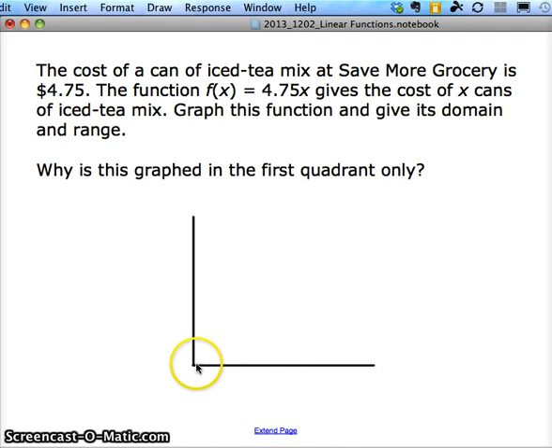Even though we're going to have a general direction that's positive, 0 cans is going to be $0, 1 can is going to be $4.75, 2 cans $9.50, etc. You're not going to have 1.5 cans and the cost of that. So make sure when you graph a function that has a specific domain like positive integers, that you understand it's a discrete graph as well as having to be in the first quadrant.